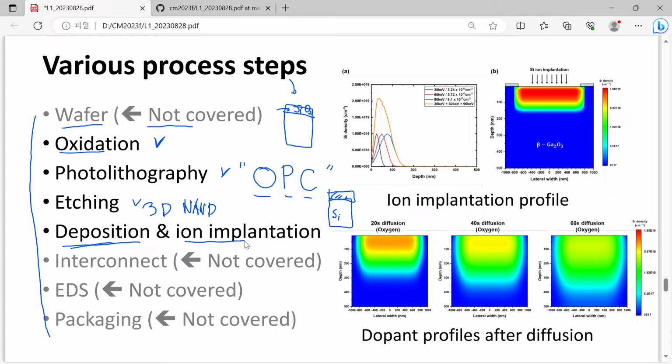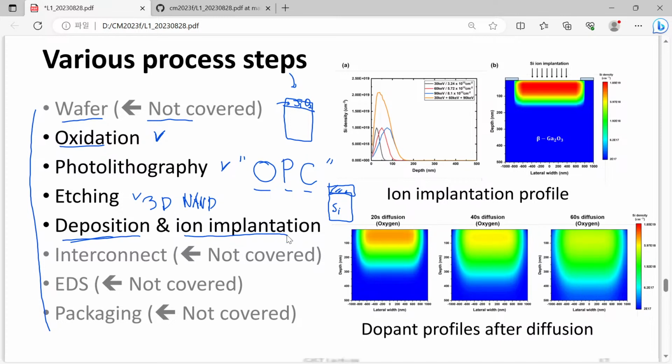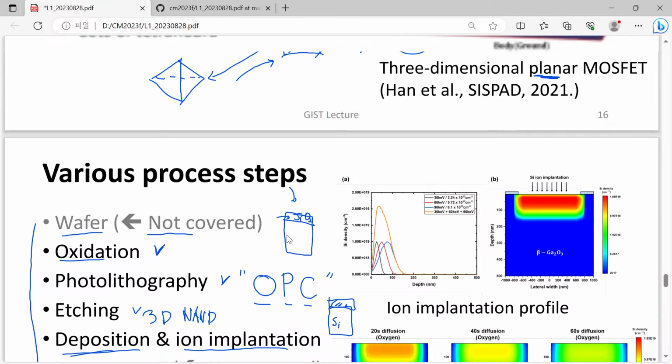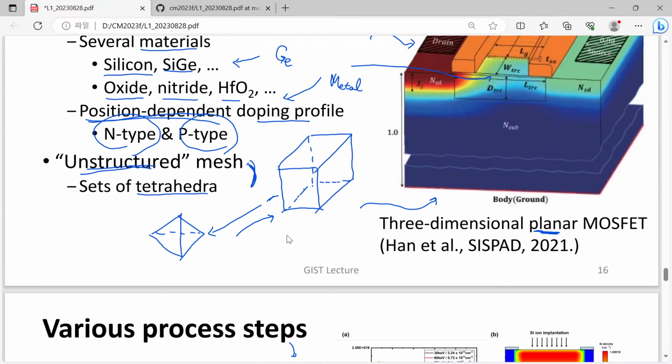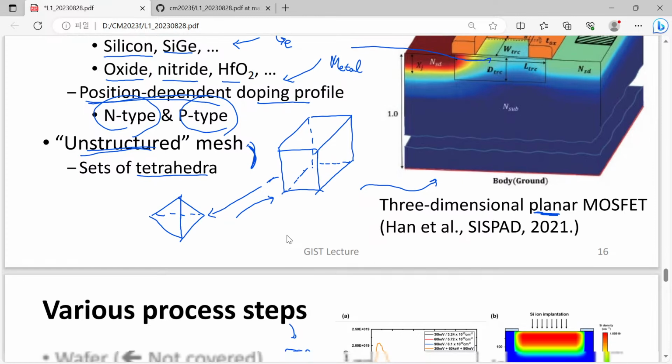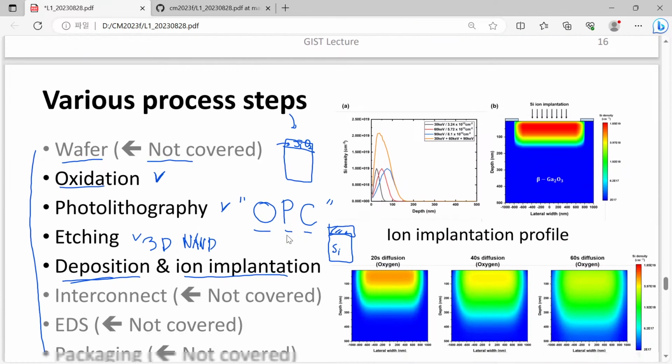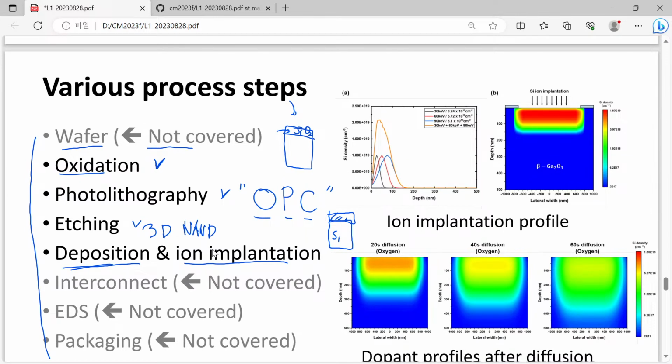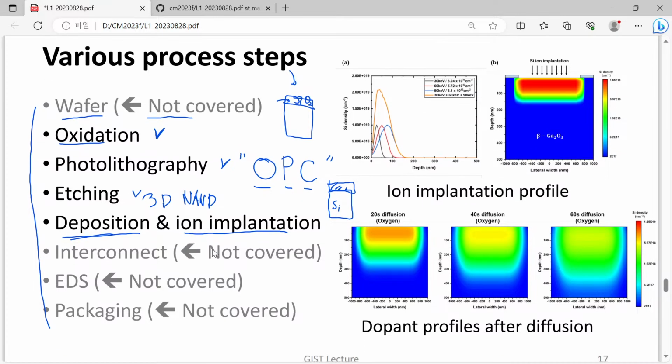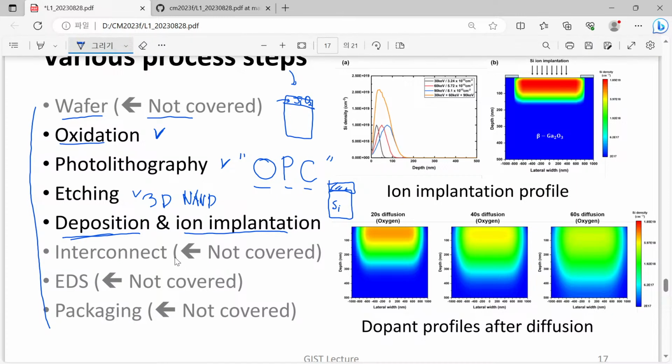And ion implantation is related to doping. There are two major ways to introduce doping: one is diffusion and one is ion implantation. However, nowadays the processes are so much scaled that ion implantation is the major way to introduce impurities into our system. So these are the major steps we will talk about in this lecture.